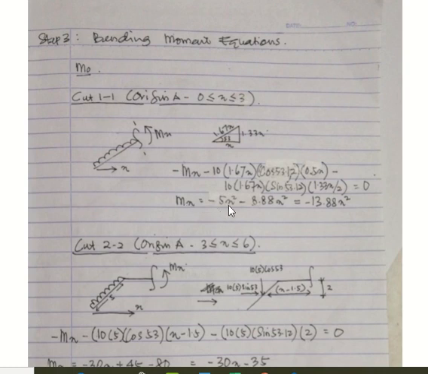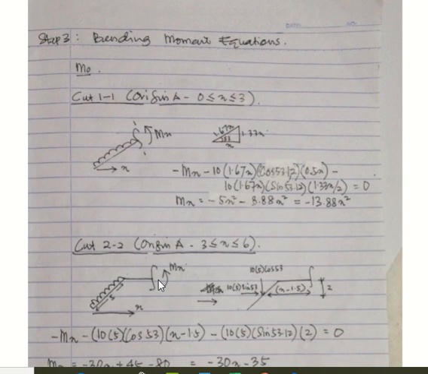Mx equal to minus 5x squared minus 8.88x squared, and equal to minus 13.88x squared. Okay, this is a moment equation for primary structure for cutting number 1. Then we go for cutting number 2.